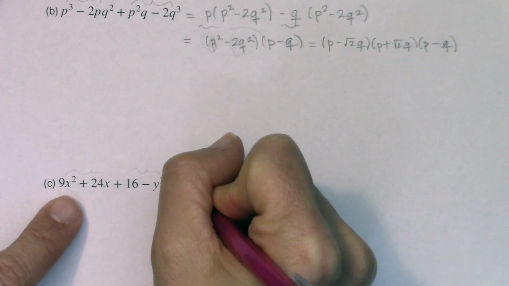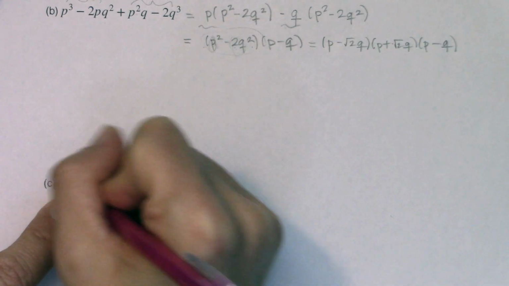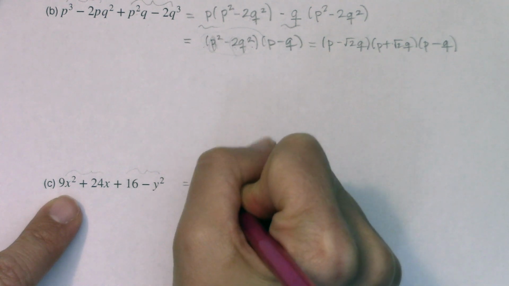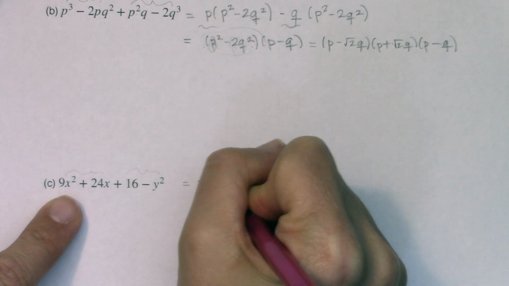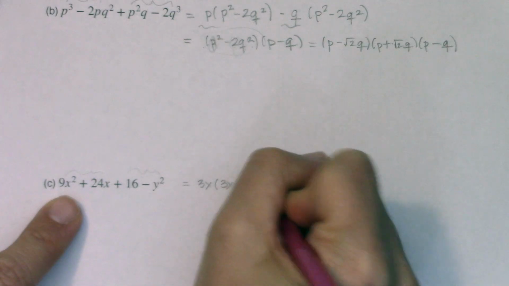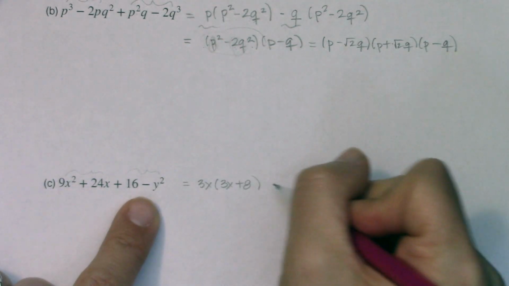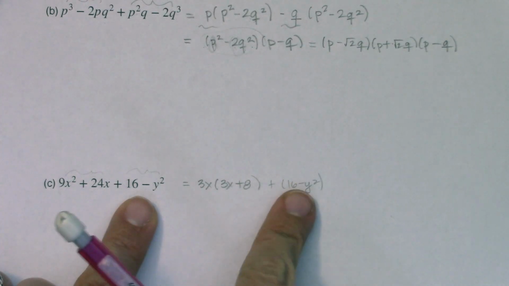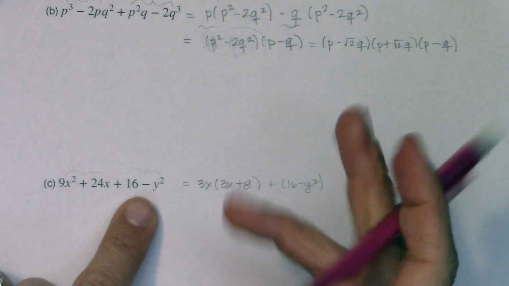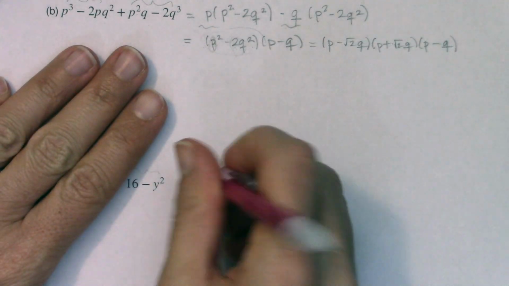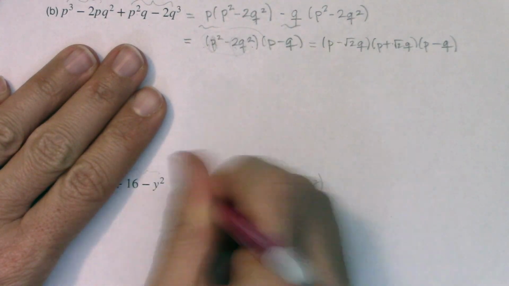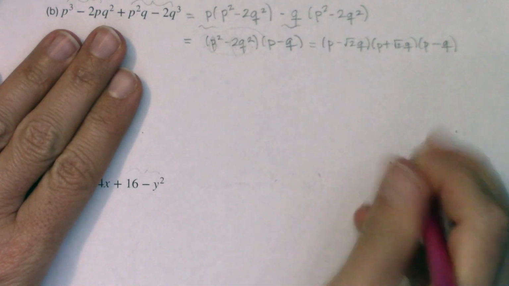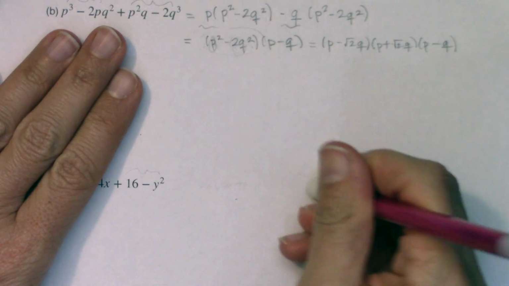And let me just show you real quick so you can see it. If I looked at 9x squared plus 24x, I'd factor out the 3x, and I would get 3x plus 8. Okay, great. 16 and y squared have nothing in common, so this back factor and this back factor don't match. This didn't work, which is fine. It's just a matter of recognizing it doesn't work. And then you might say, well, 16 minus y squared is a difference of squares. Agreed, it is, but it doesn't get you anywhere.